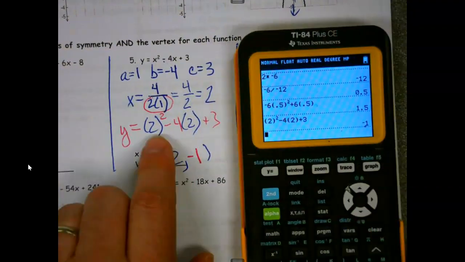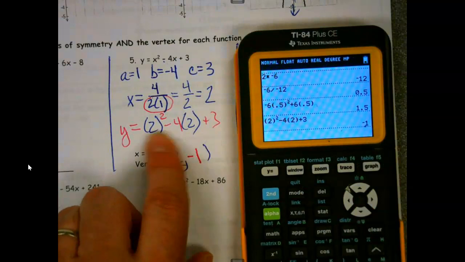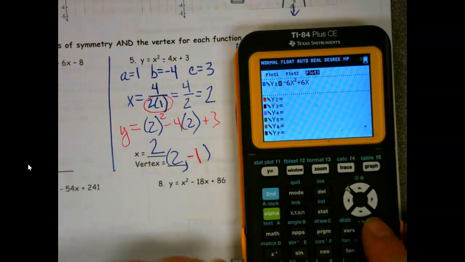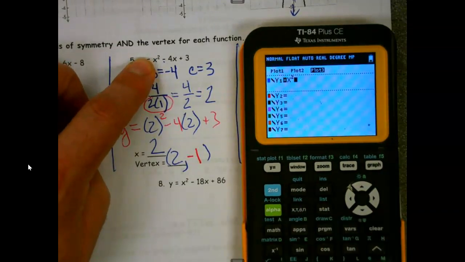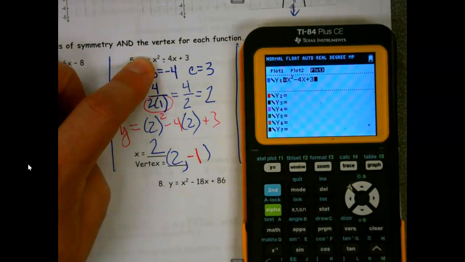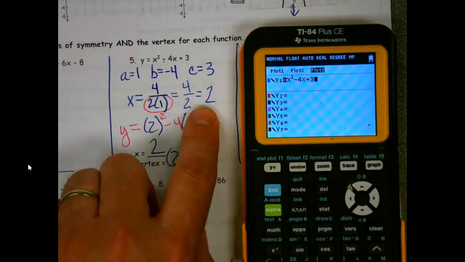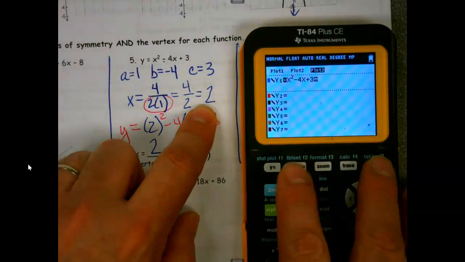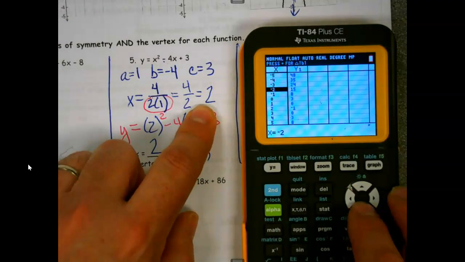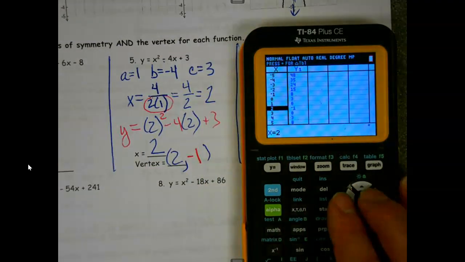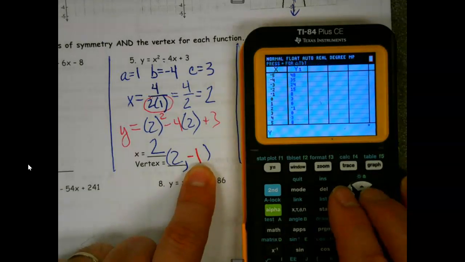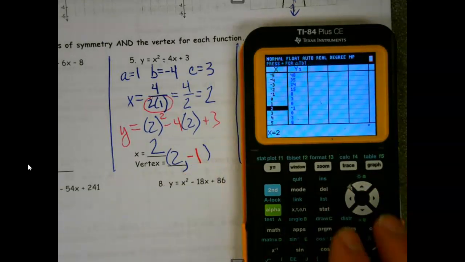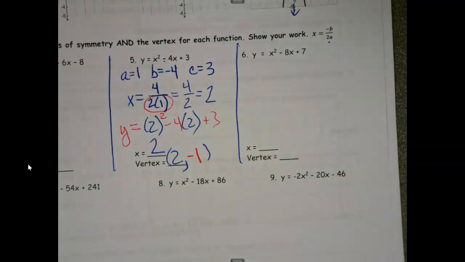Or again, if you get worried that you're going to type something in wrong, you can go to the y equals. You can absolutely do this. And once you know that x is 2, just do second graph, go to the 2, and there's the -1 that we just found. Yep. It's always over 2a every single time when we're trying to find that x value.